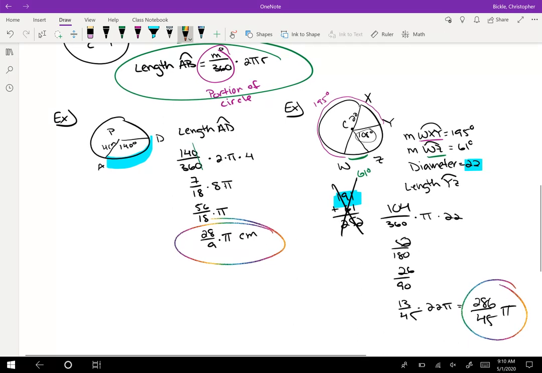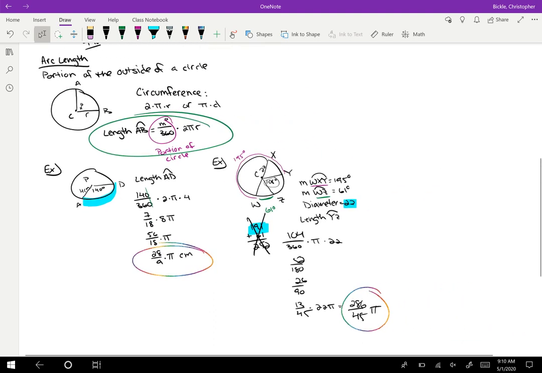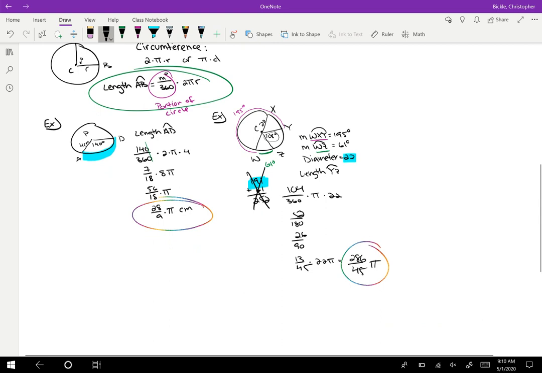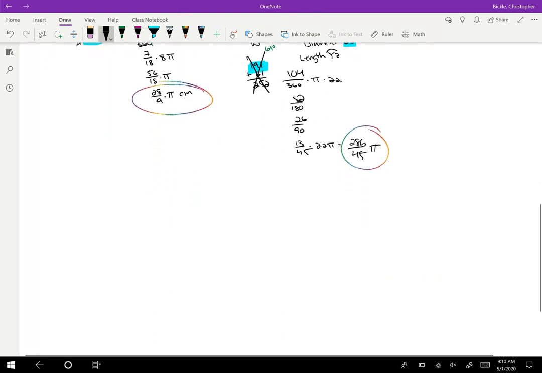In order to find arc length, you want the measure in degrees of whatever the arc is over 360 times your circumference. So times either 2 pi times the radius or pi times the diameter. If they don't give you the measure of your angles, use the information given to define those. Now that we've done this, I'm hoping this next part is really easy. The last part here, I think I'm cruising today getting through this.